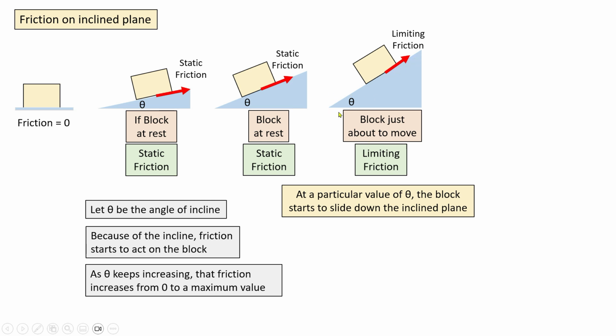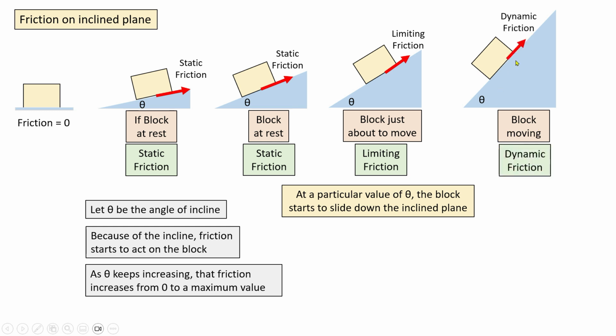Now, what if you increase this angle even further, which brings us to the last situation? If the angle theta goes beyond this particular angle where the block was just about to move, then the block definitely starts to accelerate down the incline. So the block is going to move. Since the block is actually moving, the friction involved will not be static anymore. It will be dynamic.